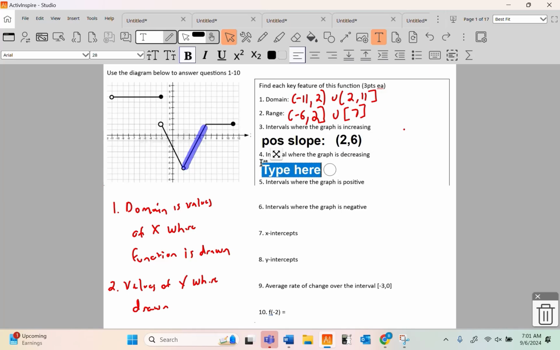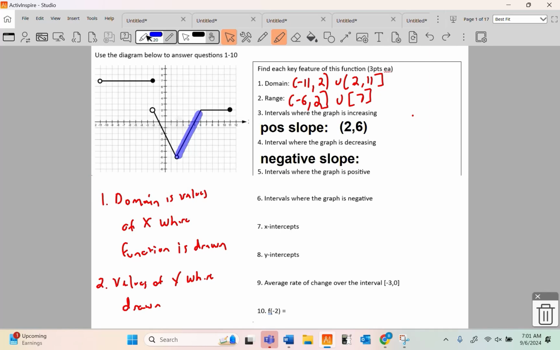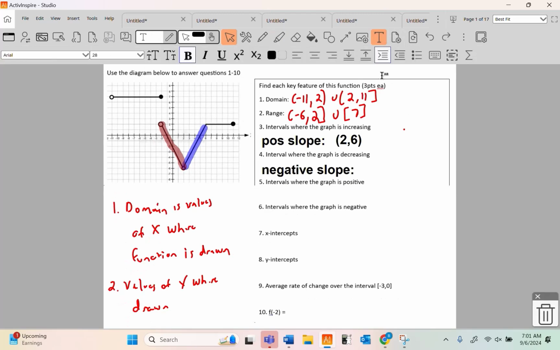Decreasing is going to be negative slope. And there's only one interval where I see that happening. That's going to be that guy right there. And that starts at an x value close to negative 2, and it keeps moving right until it hits an x value of positive 2, or close to it. So close to negative 2, close to positive 2.